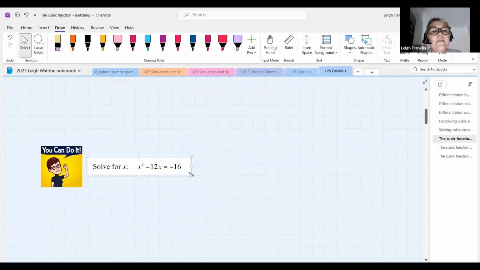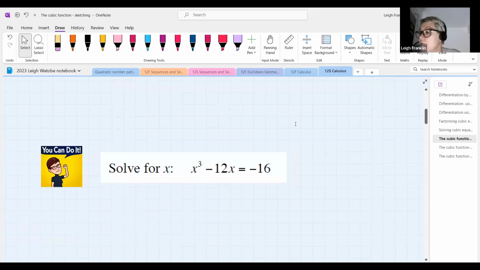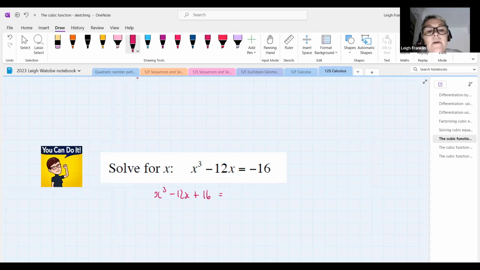Let's consider this one over here. Again, we're going to solve for x. The first thing I need to do is get all the terms over to one side. So I've got x cubed minus 12x plus 16 equals 0. I can't take an x out. So what do I have to do, Matrix?